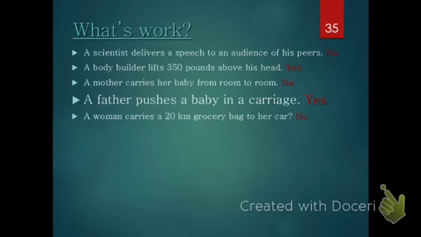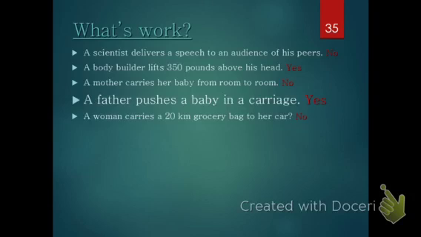All right, scientist delivering a speech, not work. He's not pushing anything. He's not applying a force. He's not moving a distance. Okay, bodybuilder lifts 350 pounds above his head. Yes, that's work. He's applying a force. He's moving an object a distance.